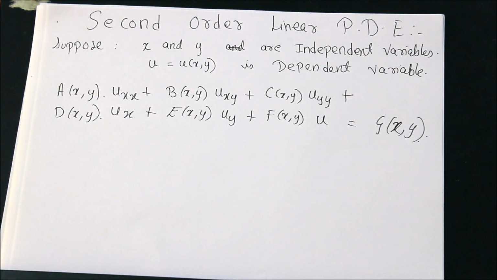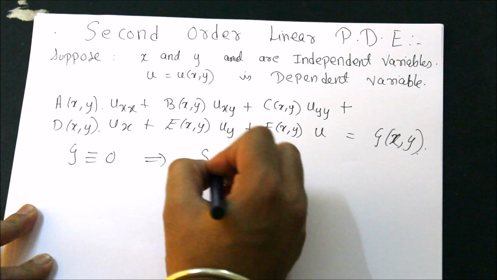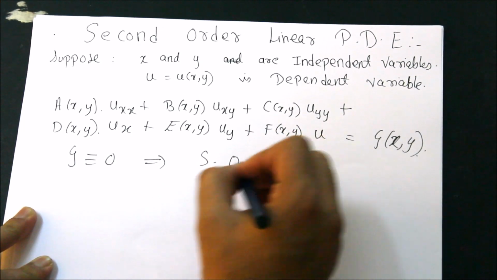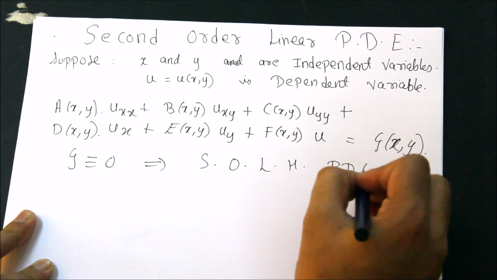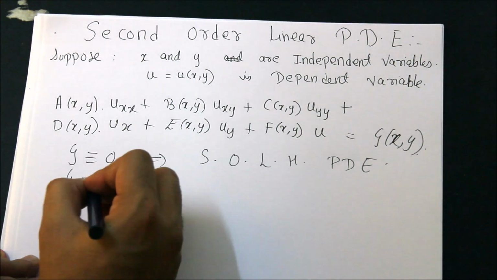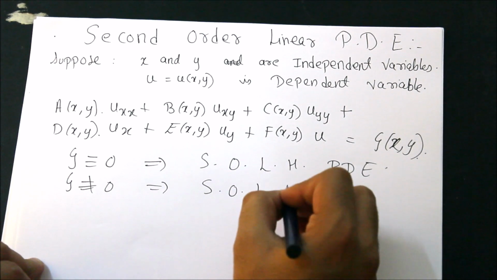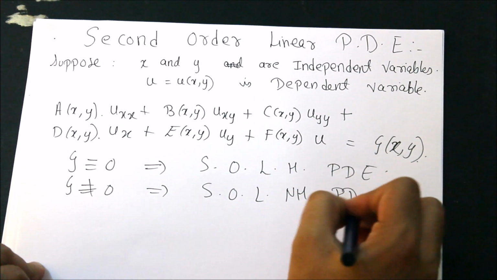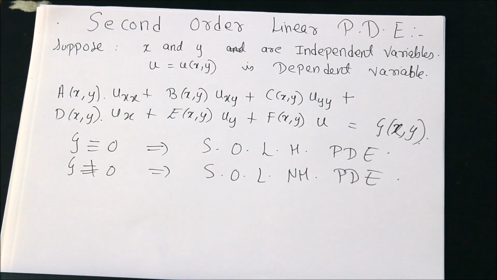If that g is 0, then I will call it a second order linear homogeneous partial differential equation. So SOLH means second order linear homogeneous partial differential equation. And if my g is non-zero, then I will call it a second order linear non-homogeneous partial differential equation. So that's one thing.